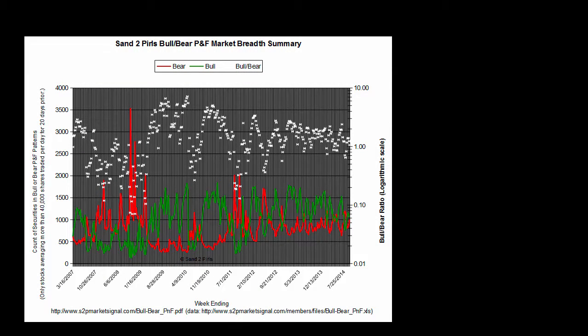Market breadth. With this past week's fractional market advance, our bull-bear point and figure ratio fell from 1.24 to 1.06, barely maintaining bullish territory. The total count of securities in bullish or bearish patterns rose 3% to 2,043. The count of bearish stocks increased 12%, while the count of stocks in bullish patterns decreased 4%. The Sand to Pearls PNF Market Breadth Summary Chart shows us a market, now 5 consecutive weeks, in bullish territory.